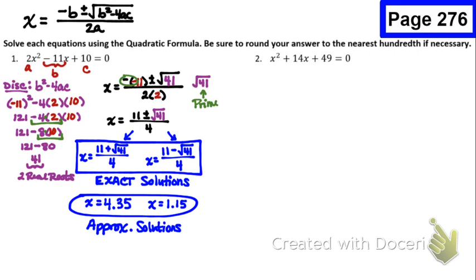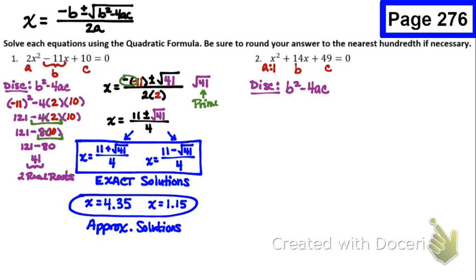Let's practice with number 2. What's the first thing I need to do? ABC. What are ABC? A is 1, B is 14, C is 49. And then we're going to find our discriminant. Discriminant is always b squared minus 4ac.